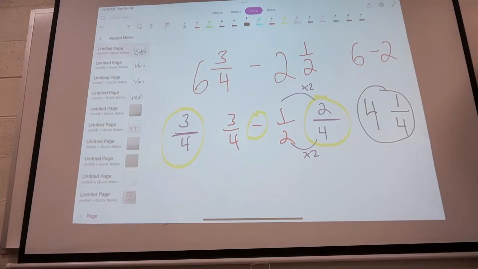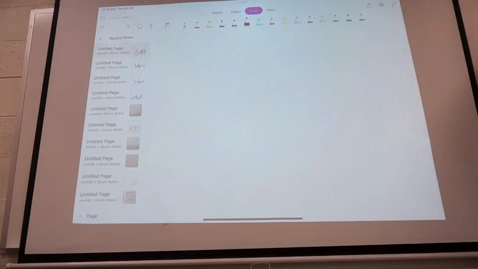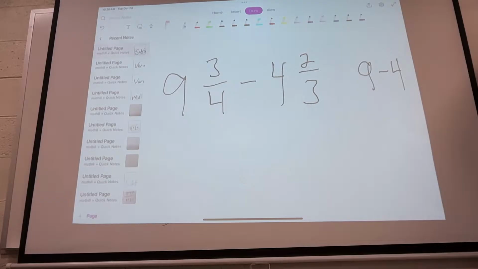All right, where are we at? Number 8. Number 8. 9 and 3/4 minus 4 and 2/3. All right, I'm going to set you guys up for this one, and then you're going to do it. 9 take away 4, and then we have 3/4 minus 2/3. Okay? So 4 and 3, what are you going to change the bottoms to? Who's it?